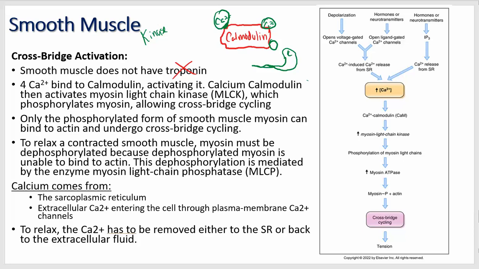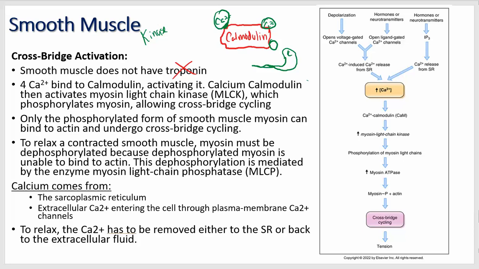Whereas in skeletal muscle, we had this nice way of having calcium-bound troponin move tropomyosin out of the way to expose the binding sites. Smooth muscle doesn't have the troponin, so we just have to make the myosin able to bind to the binding sites by phosphorylating it. Okay, all right, so that's the difference.